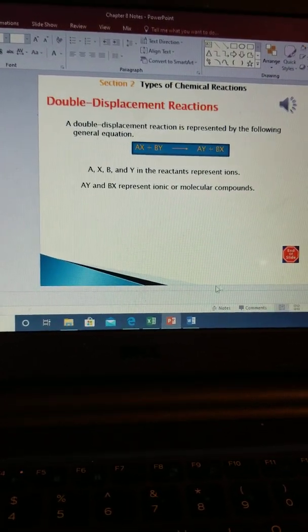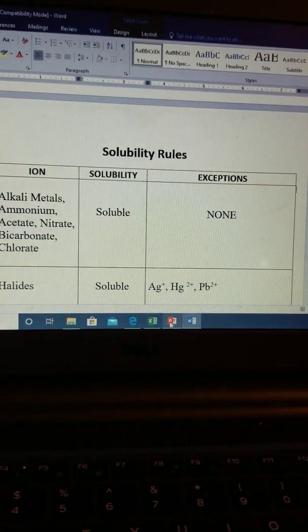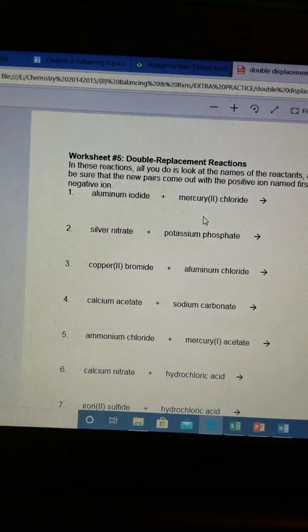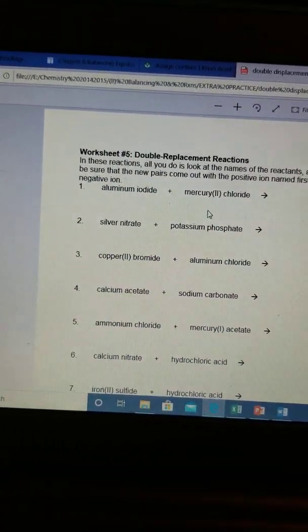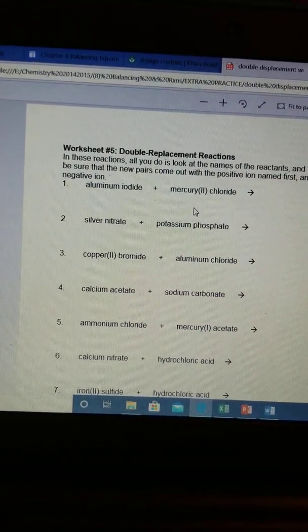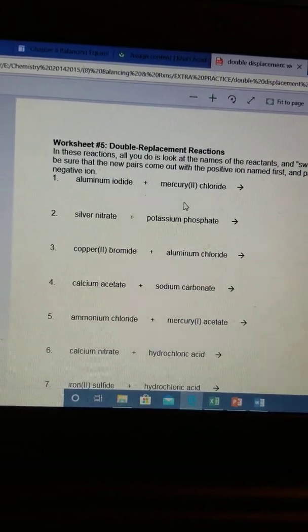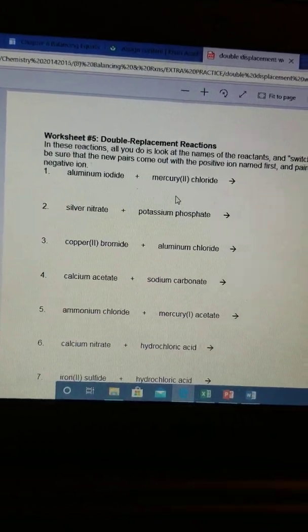Okay, let's try one. Looking at our worksheet, we have aluminum iodide. So we have aluminum, which is Al, and iodine, which is I. Aluminum has a positive 3 charge. Iodine has a -1 charge. So therefore, swap and drop. Aluminum takes the 1, iodine takes the 3.